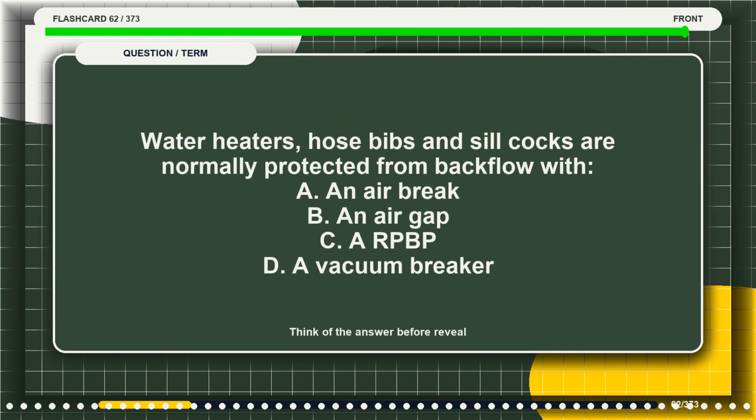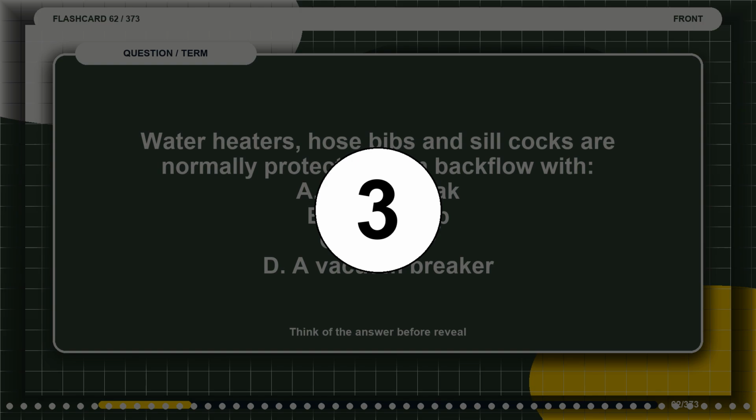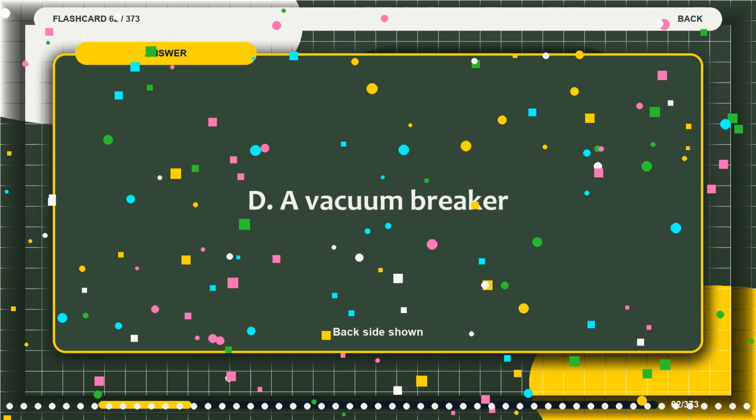Flashcard 62. Water heaters, hose bibs, and sill cocks are normally protected from backflow with: A. An air brake. B. An air gap. C. RPBPD. D. A vacuum breaker. Think of the answer before the reveal. The answer is D. A vacuum breaker.